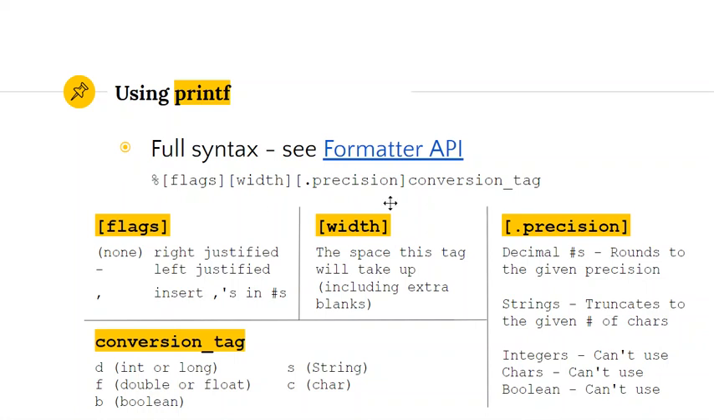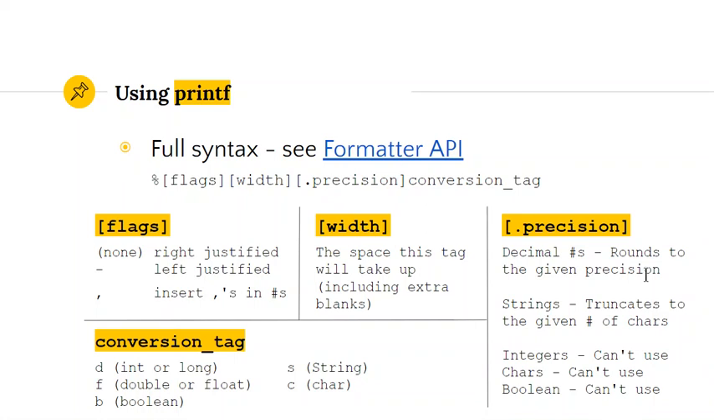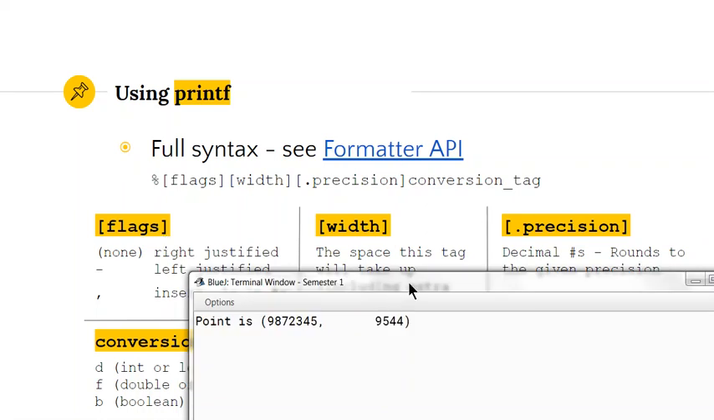All right, the final thing we haven't discussed yet is the precision. Precision does two different things. If you have a numerical type, then the precision is going to round to the given number of decimals. If you have a string, then it's going to truncate the characters down to that many. We're going to try both, and you can't use precision with anything else. It only applies to strings and to decimals. So let's try decimals first and then move on to strings.